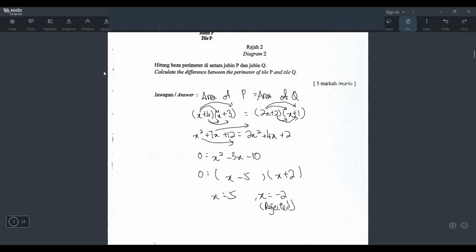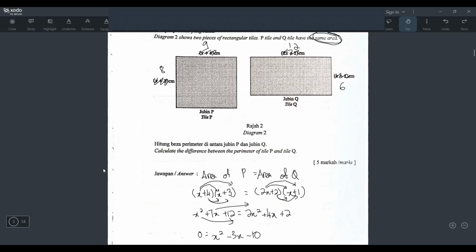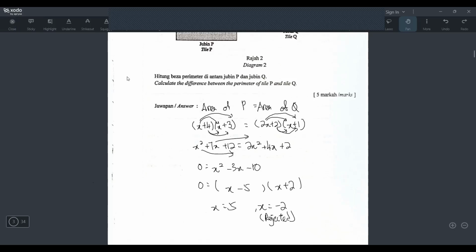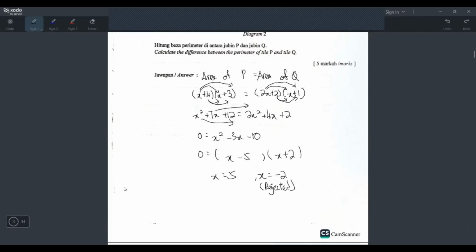So now let's find the perimeter of P and perimeter of Q. Okay, I don't have enough space, so where should I do it? Okay, I'll just do it here lah. So let's write perimeter of P equal, and then perimeter of Q. And then they want to find difference, right? So dot dot dot difference.